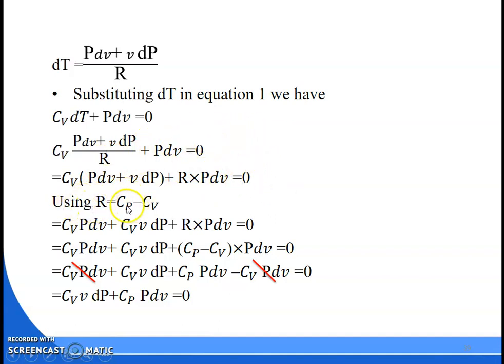So using R, we know the relationship between specific heats: Cp minus Cv is equal to R. So in place of R, what can I put? Cp minus Cv. So Cv into P dV plus Cv into V dP plus R into P dV. In place of R, we put Cp minus Cv into P dV. So Cv P dV plus Cv V dP plus Cp P dV minus Cv P dV. Here Cv P dV and minus Cv P dV will be cancelled out. Then what is left? Cv into V dP plus Cp into P dV.